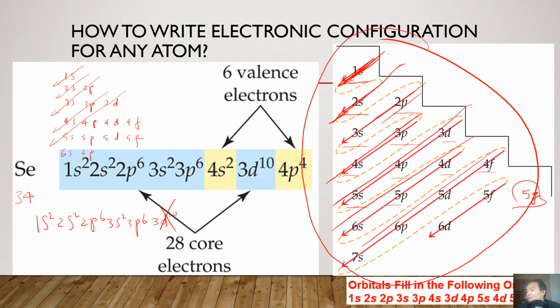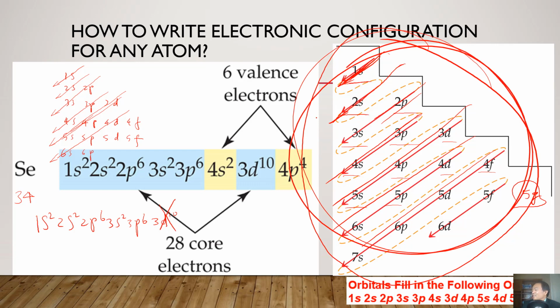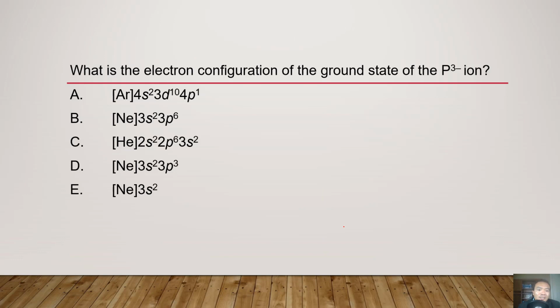Now you have 6s, 6p, etc. So you just keep going so you know which one will go through there first. You see that? That's how you get the right side. All right. Let's work on a few more examples to solidify what we just learned.